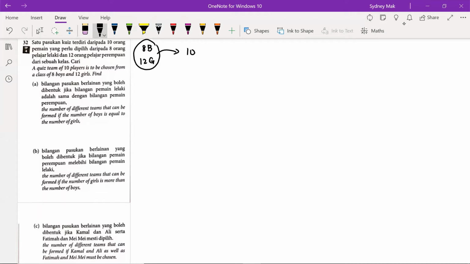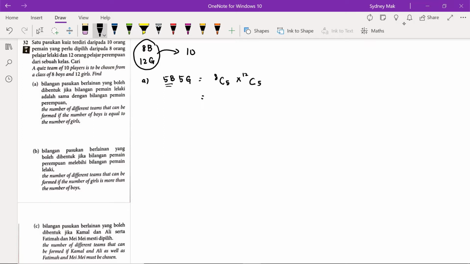Now, the number of different teams that can be formed if the number of boys is equal to the number of girls. In this case, it's quite specific. We need 10 players, therefore there must be 5 boys and 5 girls. So how do we choose that? From the boys, out of 8, we choose 5. And from the girls, out of 12, we choose 5.